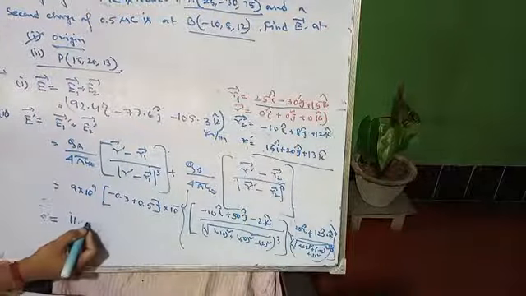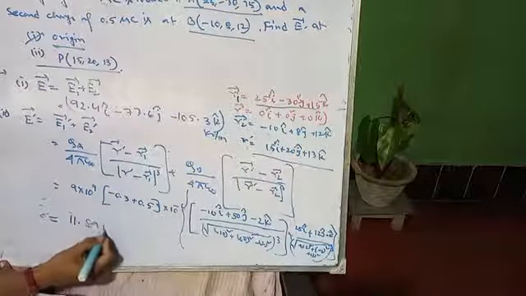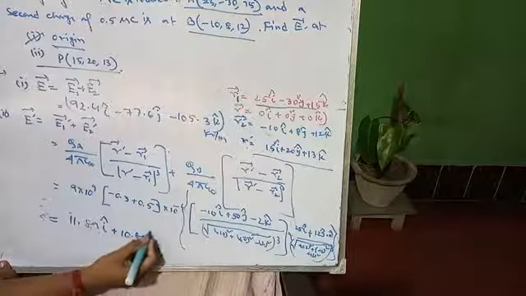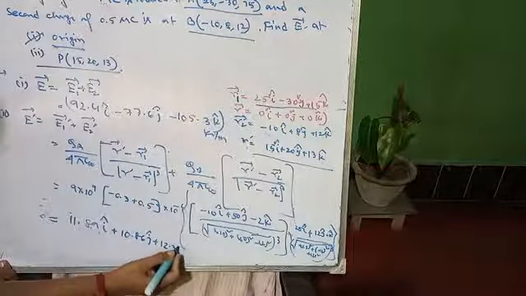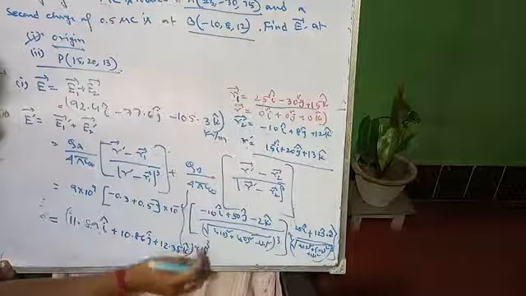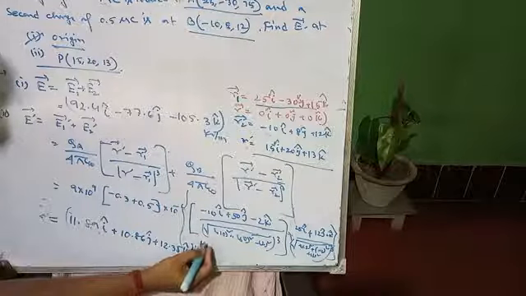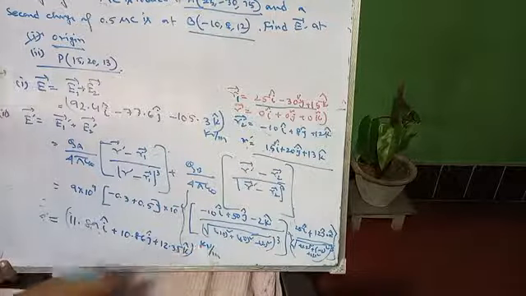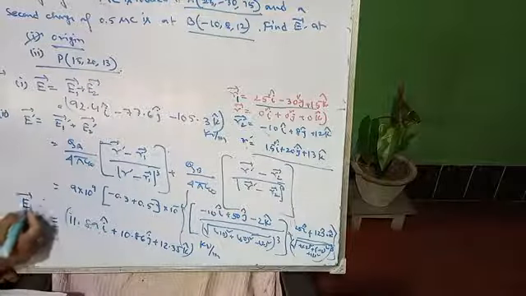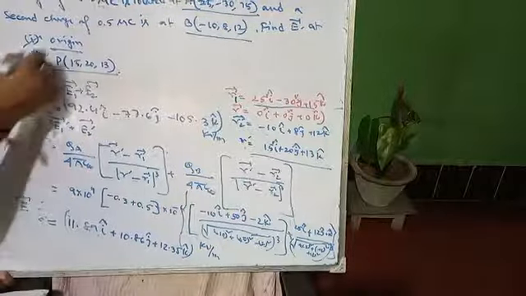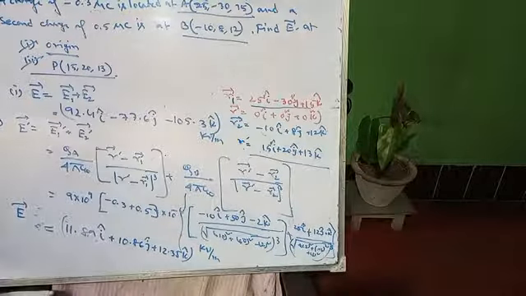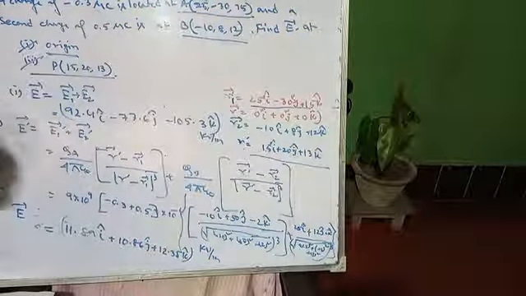So your ultimate answer will be 11.89 i cap plus 10.86 j cap plus 12.35 k cap. Remember one thing, you have to get your answer in the order of 10 to the 3. Now I am writing it in kilovolt per meter, that's why we can ignore the 10 to the 3 part over here. So your intensity equals this one. This is for that point P, which is a point other than the origin. Now I will move into problem number 5.